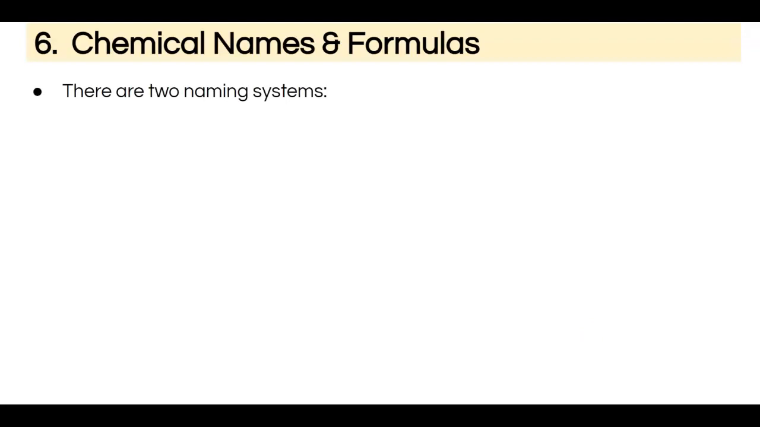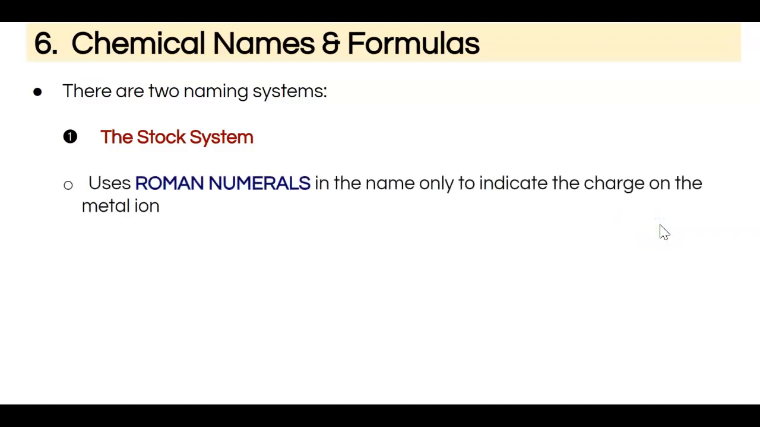Okay, so we're going to learn 2 naming systems. The first naming system is the stock system. And you might be saying, well, why are there 2 naming systems? Well, that will come up a little bit more in grade 11, but different manufacturers of chemicals still use either one of the different naming systems. And so it's important for scientists to know both of them so that they can maneuver through both of those systems. So the stock system uses Roman numerals in the name to indicate the charge on the metal ion. So we're going to use Roman numerals, but in the name only.